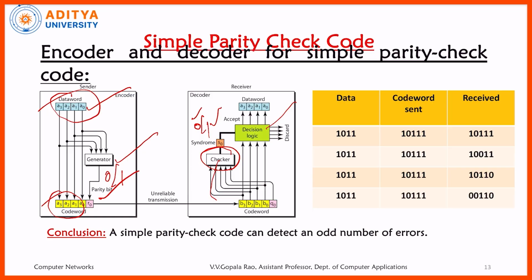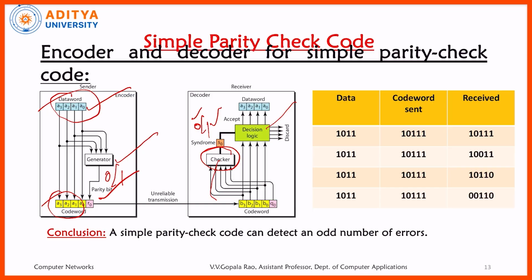So this is a simple procedure by which you can at least identify whether an error has occurred or not by following a process called parity check. Suppose you see an example in tabular format, the data is actually 1011. How many ones are here? 3.